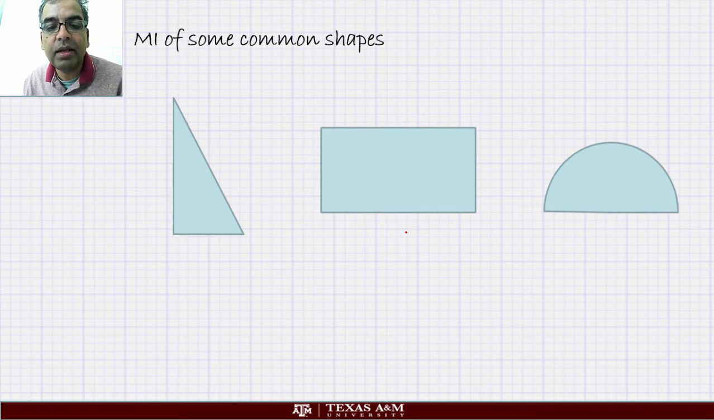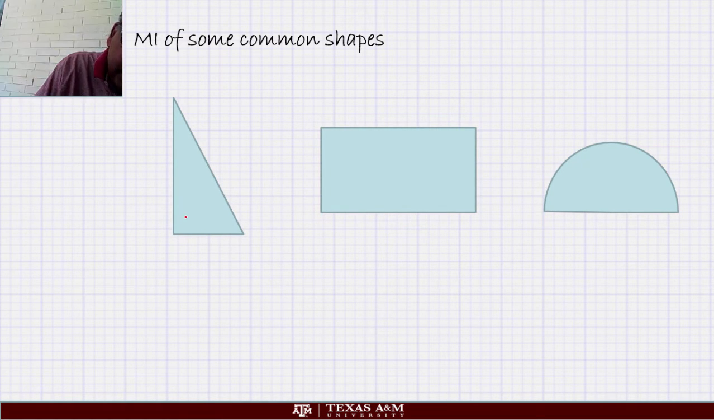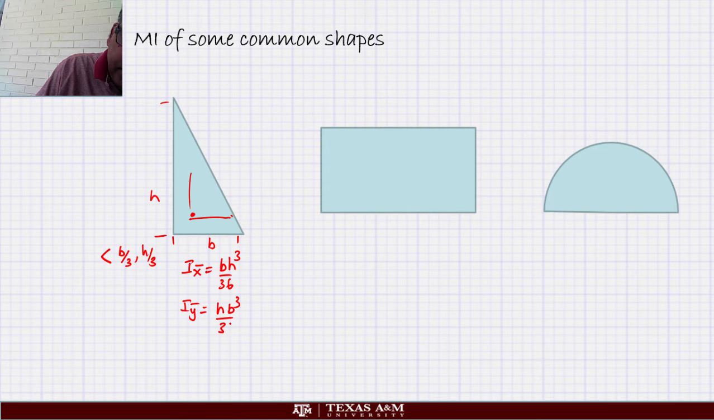Before we go, let's look at moment of inertia of some common shapes, because it's extremely useful. For a triangle, center of mass is here and its location is b over 3, h over 3. This is b, that's h. And then around this center of mass, I x bar is bh cubed over 36. I y bar is hb cubed over 36. So for a right angle triangle, this is x bar, that's y bar. That's how it goes.